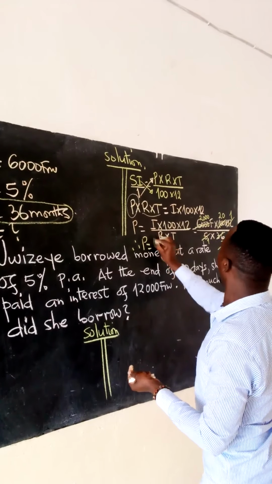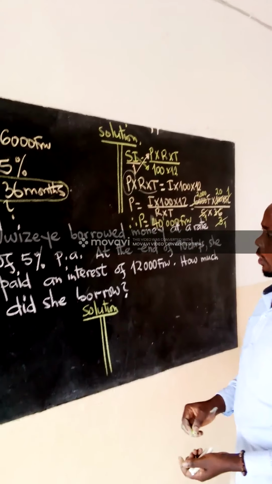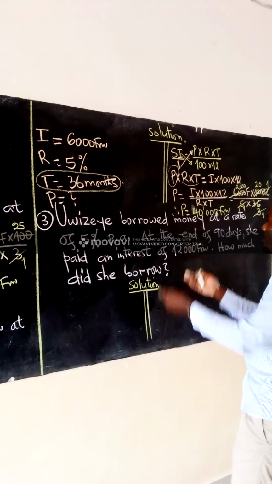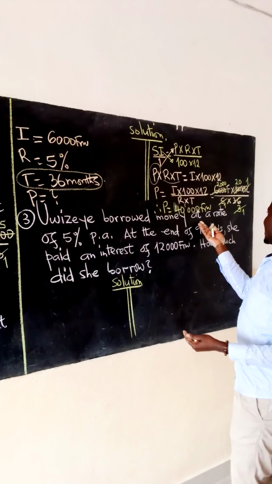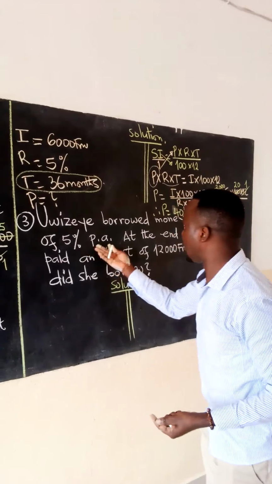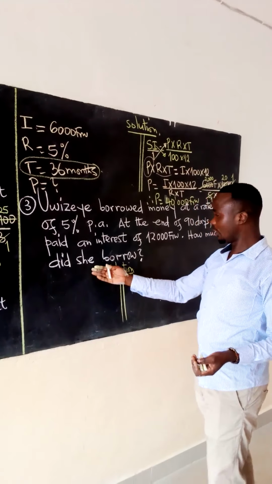You have 40,100 francs. Thank you. The last. Then we enjoy life. Who is borrowed? The money borrowed is the principal, but we don't have it. Let us see. Money at a rate of 5% per annum. At the end of 90 days, she paid an interest of 12,100 francs. How much did she borrow? Don't think it is how much money. No, how much money did she borrow?